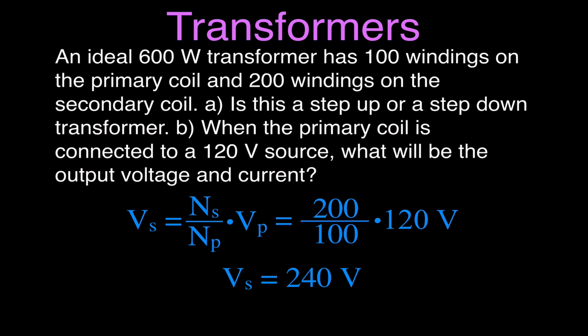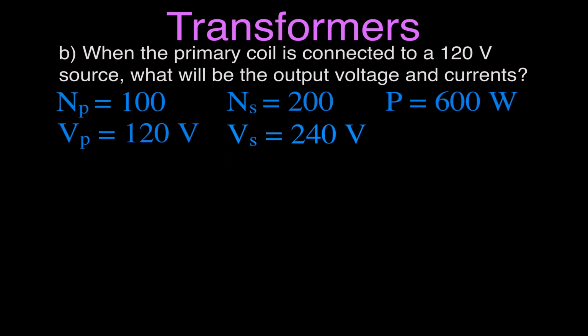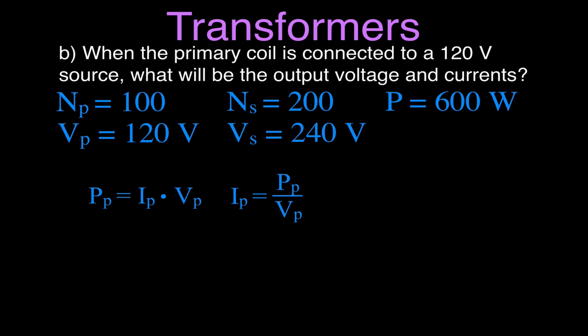All right. Now we're going to get the currents. We did the voltage already. That's what this is right here. We want to get the currents. Now for the current, we have to use the power equation, because we don't have enough information. We don't have any of the currents at all. So we're going to use the power equation, power primary, current primary, and voltage primary, and we solve for the current. That means it's the power primary, which was the 600 watts, divided by the voltage, and that's 5 amps.